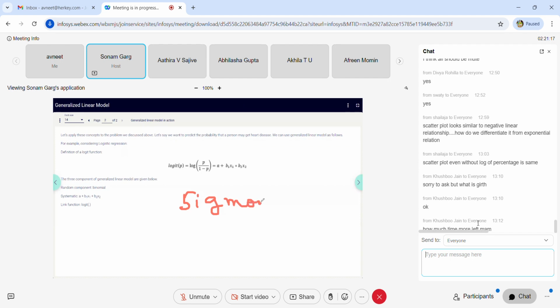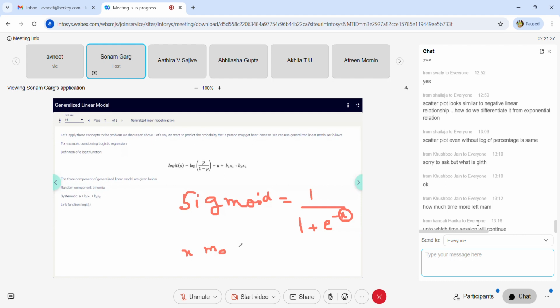And what is the equation of sigmoid function? Sigmoid function equation is 1 upon 1 plus e raised to the power minus x. And what was this x? This x can be represented by m0 plus m1 x1 plus m2 x2 and so on. A linear equation. This x here can be replaced by a linear equation which is dependent on your predictors.